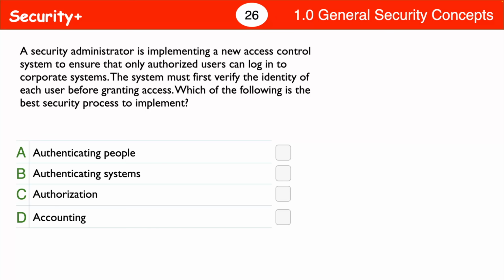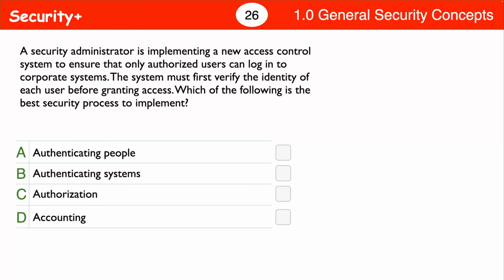Question 26. A security administrator is implementing a new access control system to ensure that only authorized users can log into corporate systems. The system must first verify the identity of each user before granting access. Which of the following is the best security process to implement? A, authenticating people. B, authenticating systems. C, authorization. Or D, accounting.